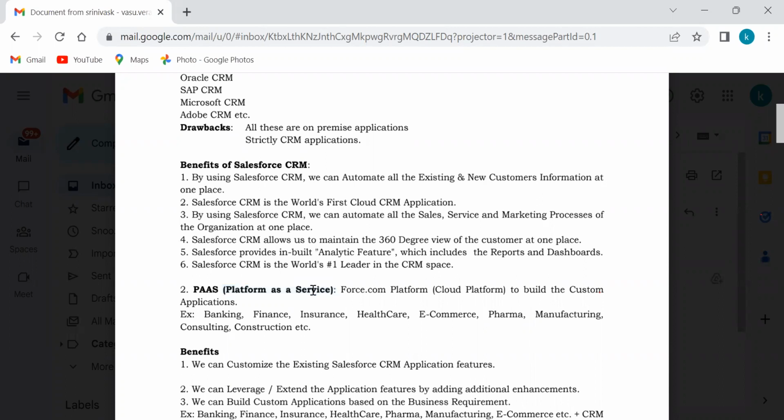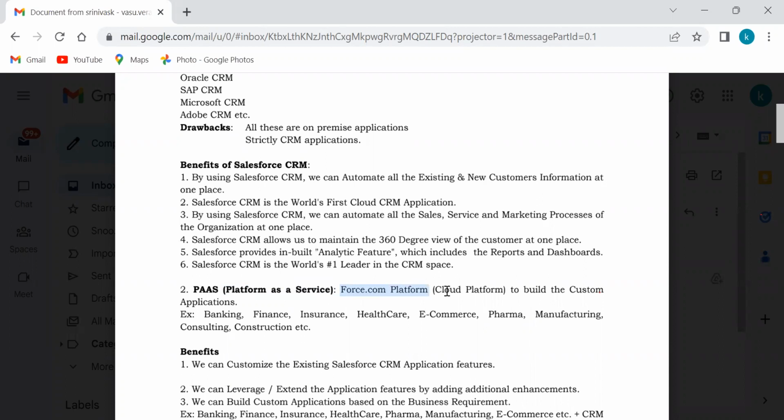So, platform as a service. As part of this cloud service, Salesforce is providing a platform which is called the Force.com platform. Force.com platform is a cloud platform to build custom applications.